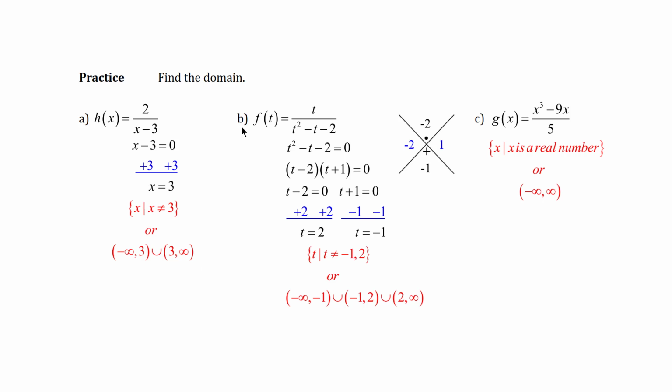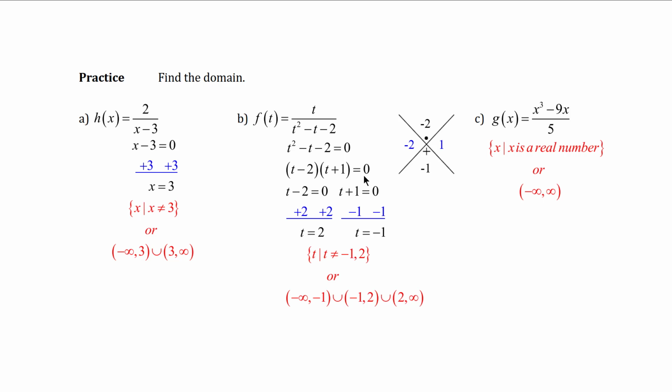Moving on to part B, we take the polynomial in the denominator, t squared minus t minus 2, and set it equal to 0. To solve for t, we need to factor the trinomial by using the x method. The product is negative 2, and the sum needs to be negative 1. The two numbers that give us our product and our sum is negative 2 and positive 1. So we write parentheses t minus 2 times parentheses t plus 1 equals 0.